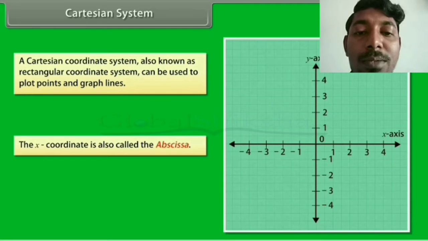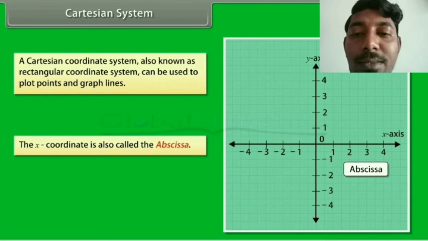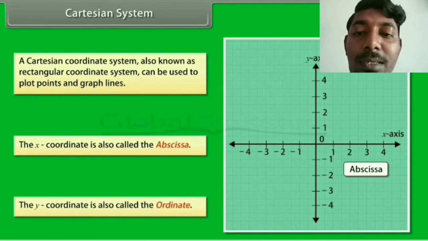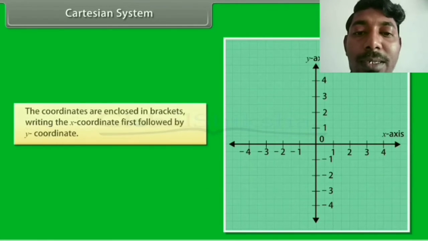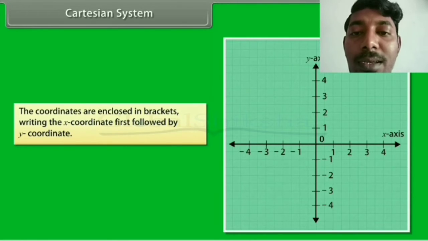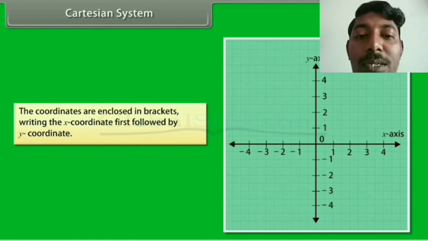The x coordinate is called the abscissa. The numbers used in the x coordinate are called abscissa. The numbers used in the y coordinate are called ordinate. We enclose the coordinates in brackets, writing the x coordinate first followed by the y coordinate, because alphabetically, for the location of any point in the coordinate plane, first we use x and last we use y.